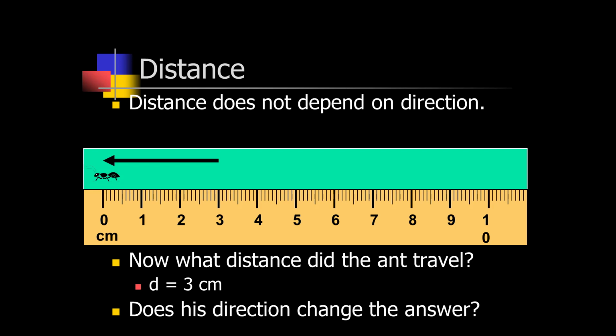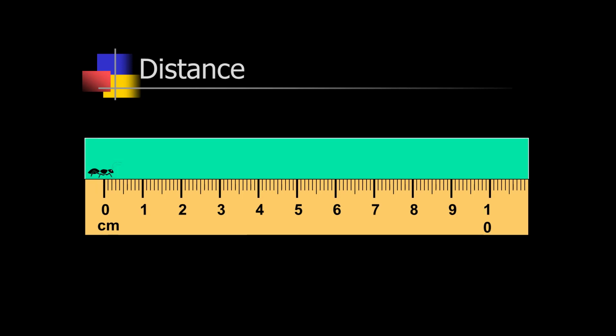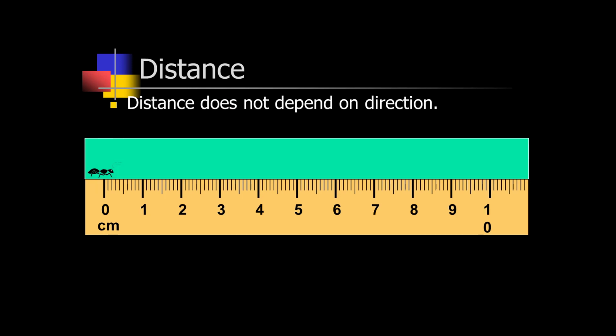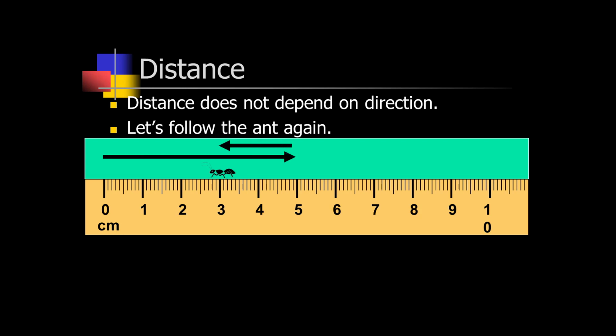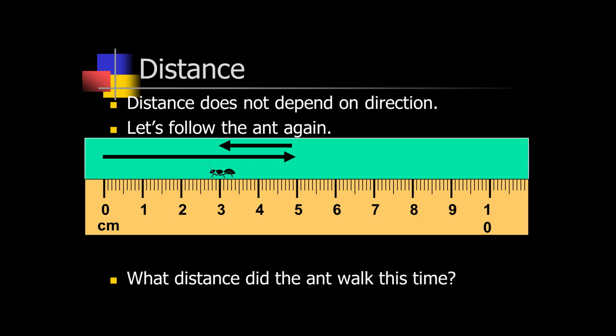No, it is not changing the answer because distance is not dependent upon the direction. Now you can see over here the ant is traveling from 0 to 5 and then it is turning back from 5 to 3. So what about the total distance traveled? You can see the ant has traveled 7 centimeters, 5 plus 2. The ant has traveled 7 centimeter distance in total.